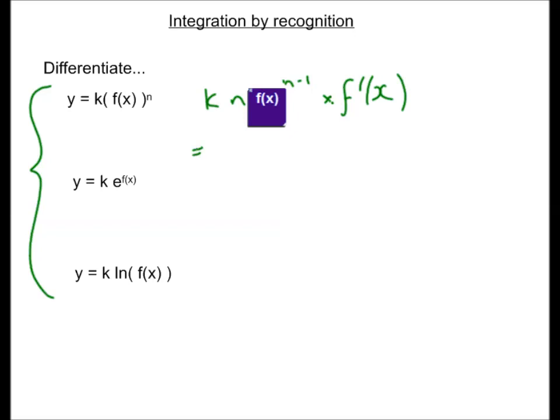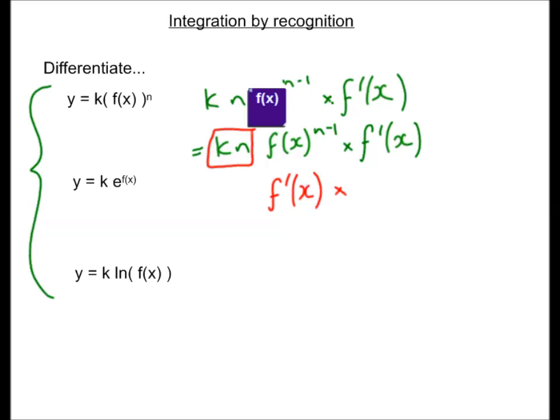So I know that this ends up being k times n, f of x to the power n minus 1, times f dash x. The important thing to notice here is that k and n in this case are both constants. So we have a constant times f dash of x times f of x to a power. So this is going to be the key thing we're looking for, a constant times a derivative times the original function to a power.